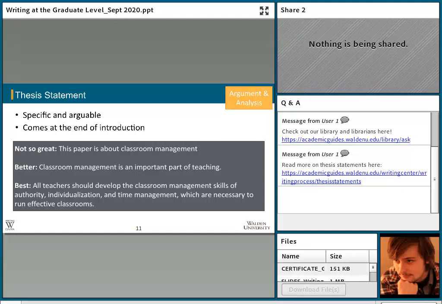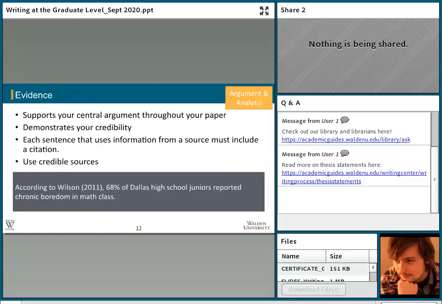Now, someone can come by and argue that there are three other elements that are necessary to run an effective classroom. Off the top of my head, I'm not going to try to make up what those could be, but the notion here is that someone can disagree with you. This is an arguable thesis. Someone can say that there are other elements that are more important than authority, individualization, and time management in order to run an effective classroom. So again, a thesis statement needs to be specific, in that it tells the reader specifically what you're looking at, and it needs to be arguable. Someone needs to be able to disagree with you.